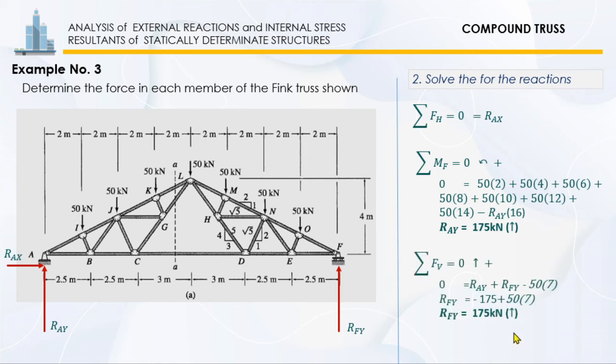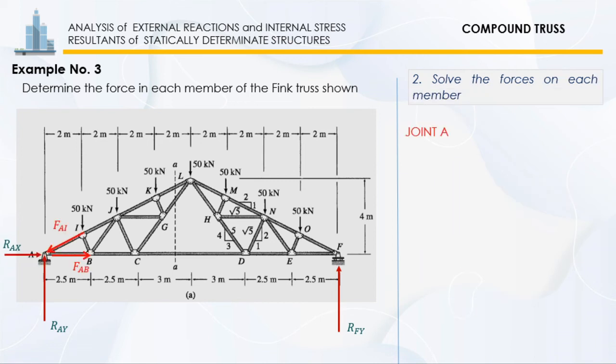So next naman, by taking summation of forces vertical, we can solve RFY. So we have 0 is equal to RAY plus RFY minus 50 multiplied by 7. 1, 2, 3, 4, 5, 6, 7. So we have RFY is equal to 175 kilonewton.